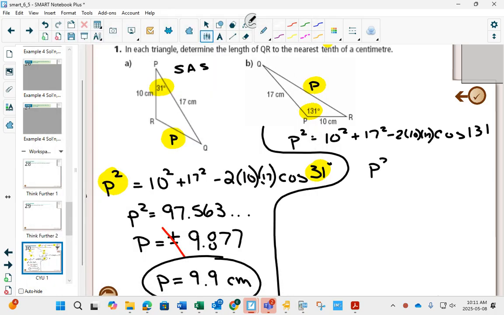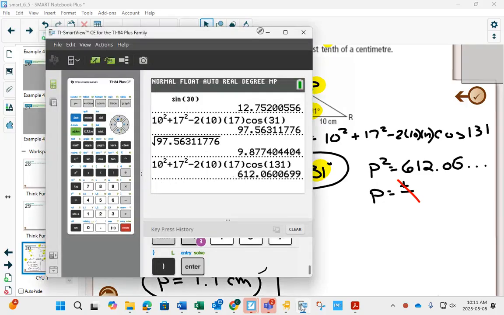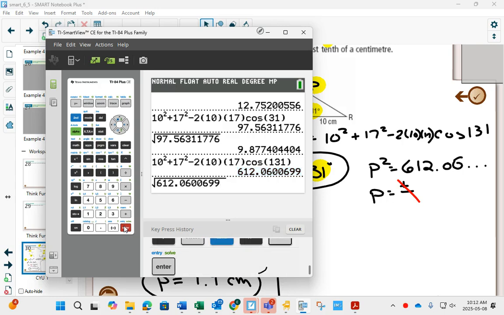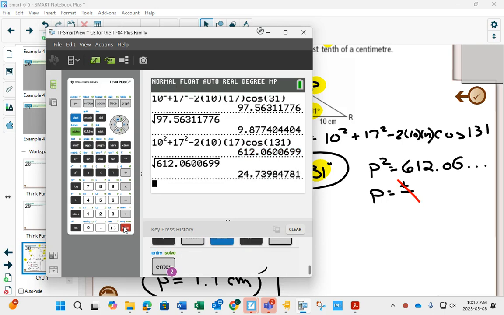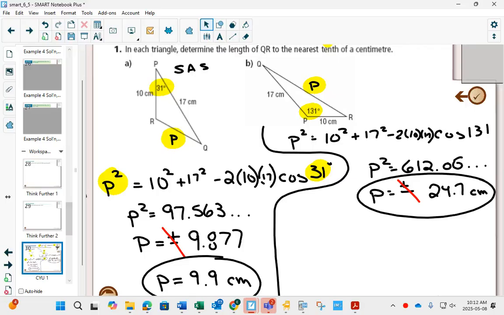So I now have P squared equals 612.06, dot dot dot. P equals, right, plus or minus. I'm going to stroke it out, because we're only going to get the positive value. I go back to my calculator, I square root that number, push enter. 24 point, and I already know what we want to round to. 24.7 centimeters.